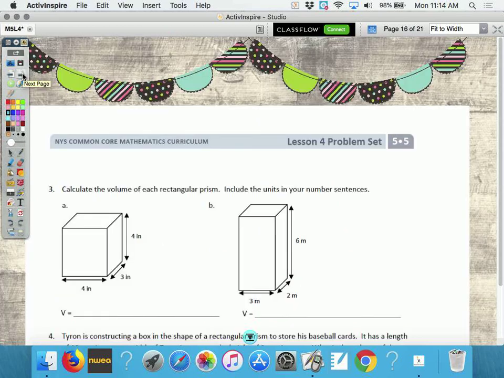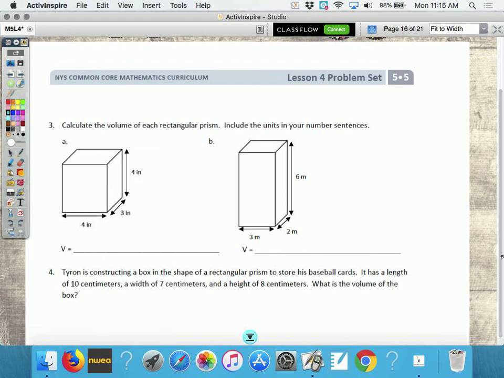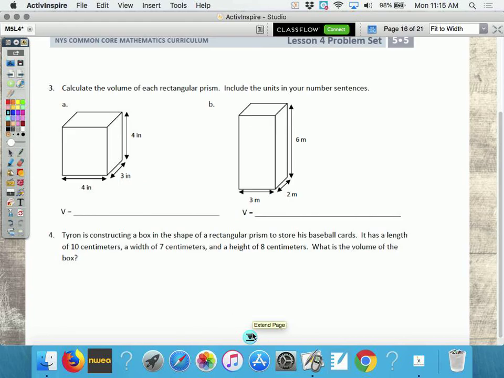All right. This is a little different, but I'm going to go ahead and pull sticks because I think we can handle it. It says calculate the volume of each rectangular prism. Include the units in your number sentences. So is that any different than what we just did? No. They already gave us the length, width, and height, and they put it where it goes, okay?